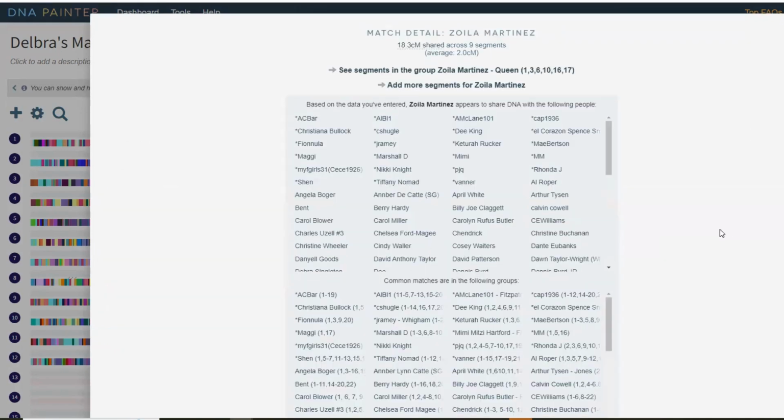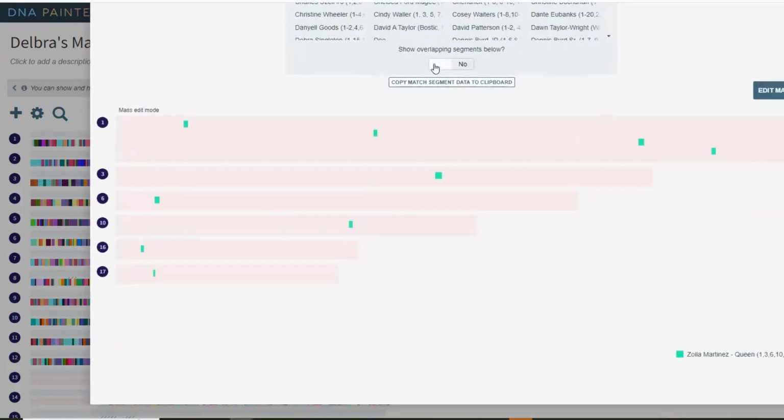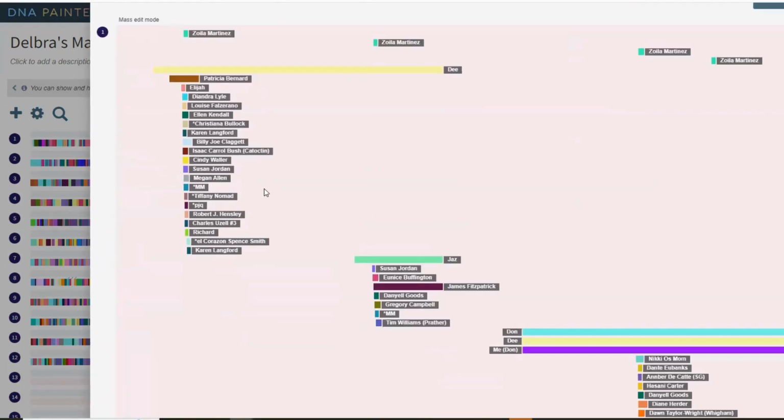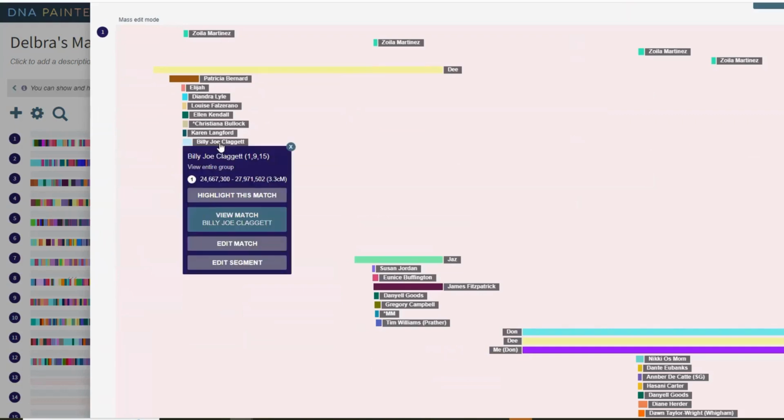now have to add her to my DNA Painter. They are familiar with me showing this as a presentation. I match all of Zoila, me, and all these people. This is where we're matching. I just came here because I want to show you, hypothetically, Zoila, Billy Joe Claggett, who is Crystal's husband, right here, that position, start and end.